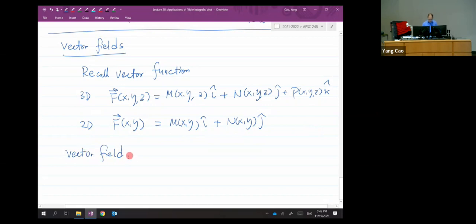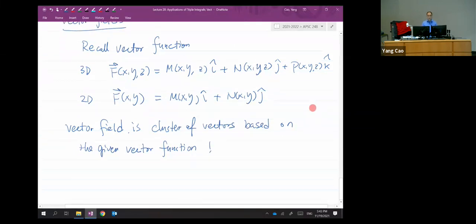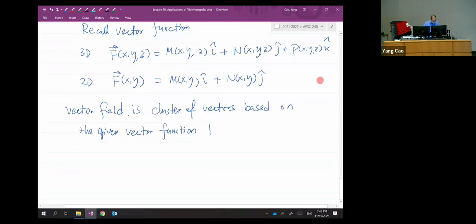Okay. So a vector field is basically just a cluster of vectors, based on the given vector function. Okay. That's essentially what a vector field is. I'll show you a couple of examples, and we'll see it's actually nothing we have never seen before. We are just now describing it a little bit differently.